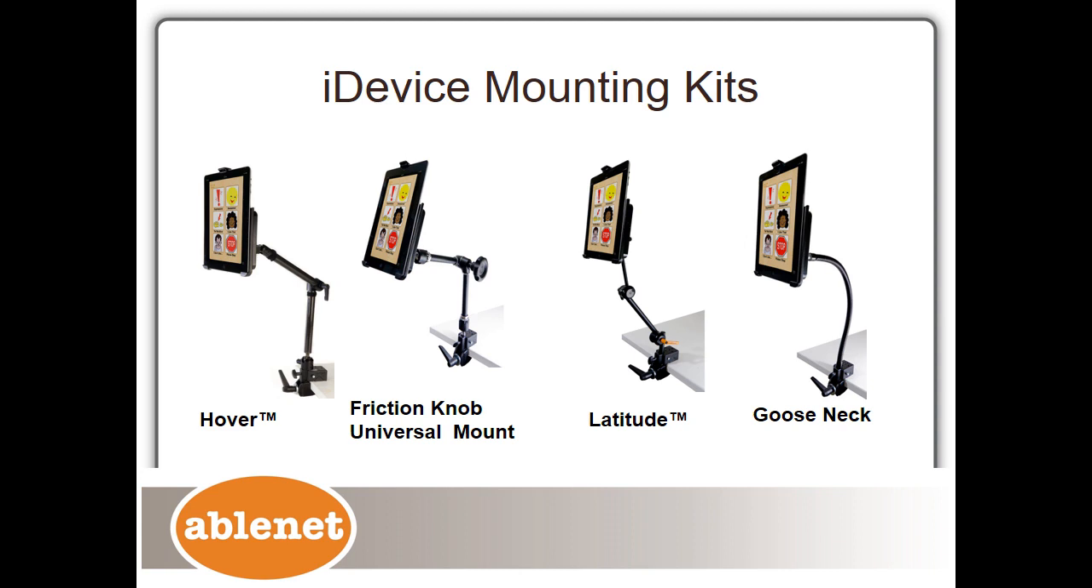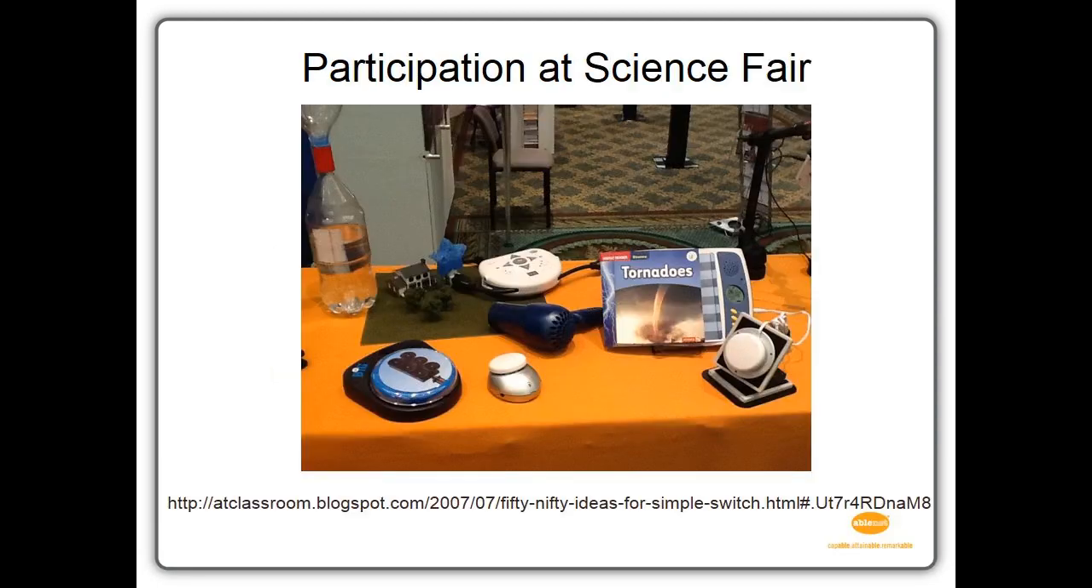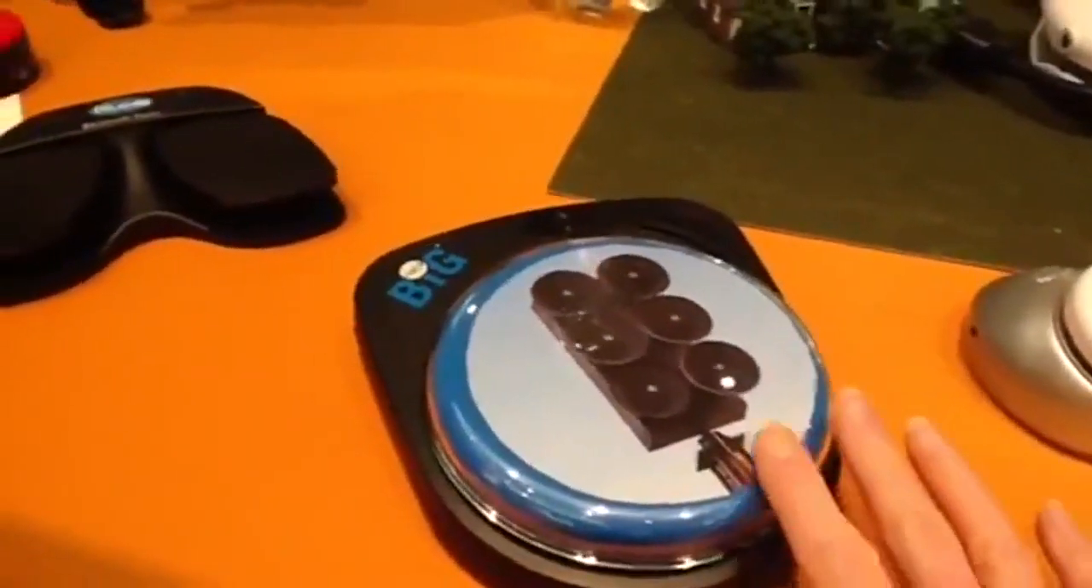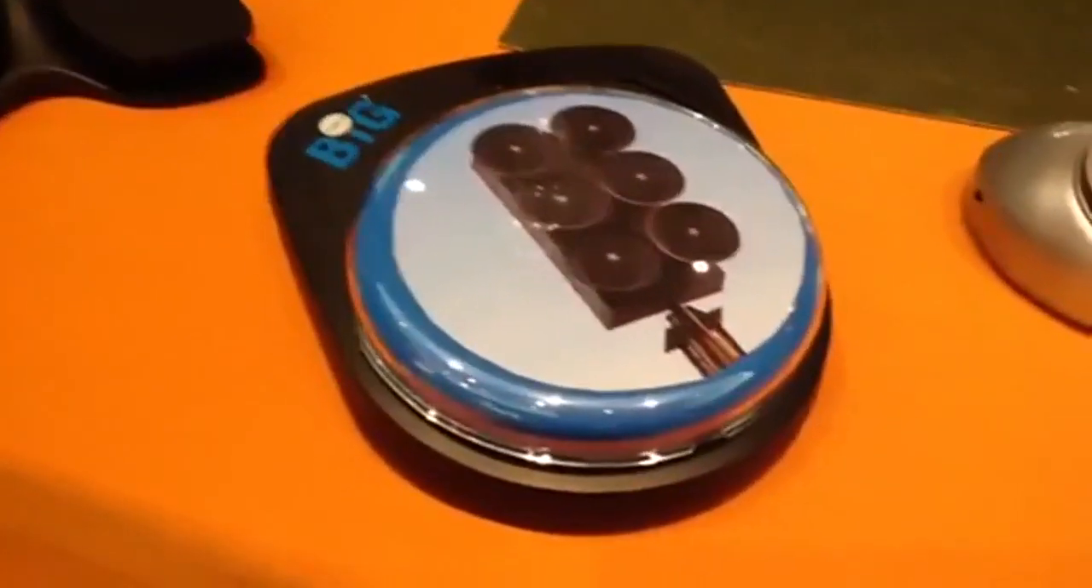And with that said, I do want to bring this to a close and put it all together for you. So when we think about having switches, when we think about having access for our students to regular ed content, to being actively engaged, I would like to end with this short video that shows you participation at a science fair, the Minnesota Science Fair. We're up in the Midwest here. Tornadoes are very popular, where they have access to reading the story and then also the simulation of what happens when a tornado is in sight.